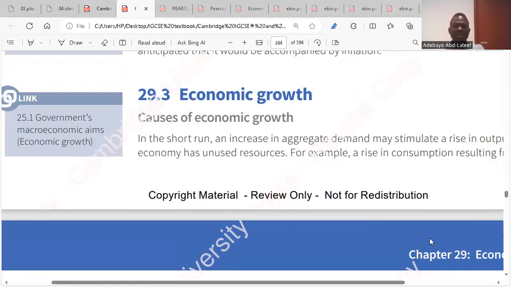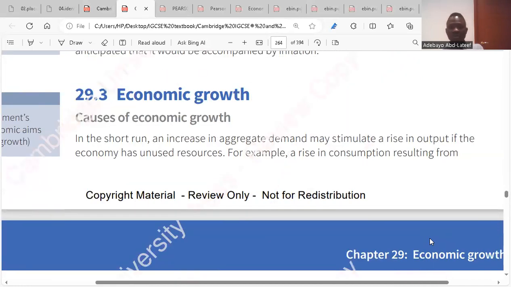So what they are saying basically is this. When we talk about economic growth, it means that output is increasing in that economy. That's economic growth. So here we said within the short term, an increase in aggregate demand will stimulate a rise in the output if the economy has unused resources. In the short run, if there's an increase in aggregate demand, it is possible for output to rise if there are unused resources.